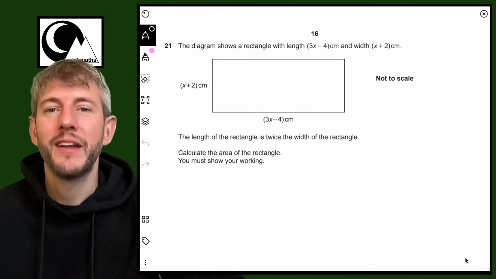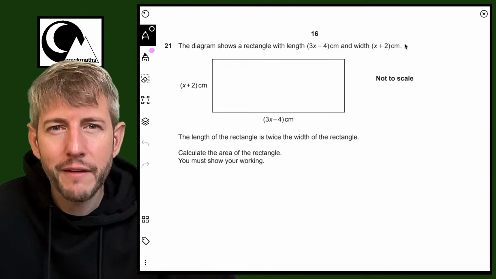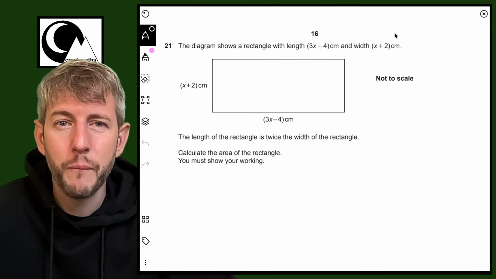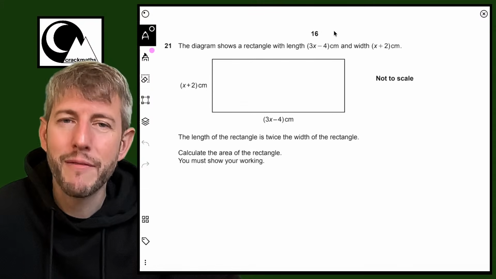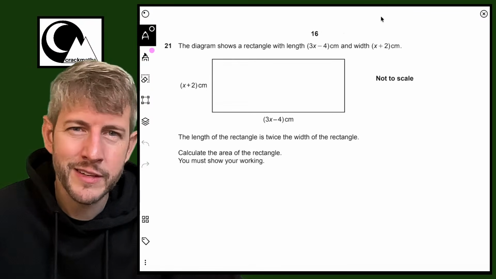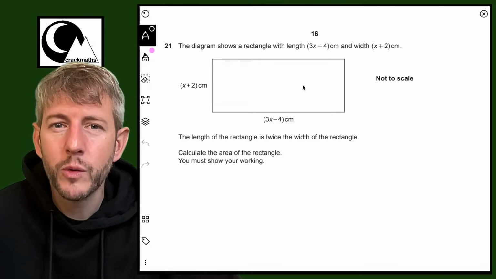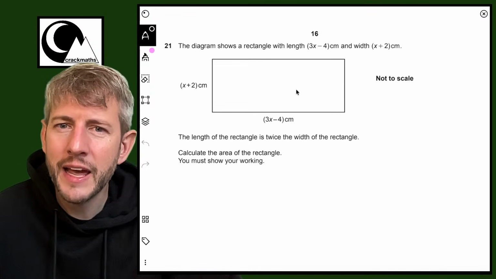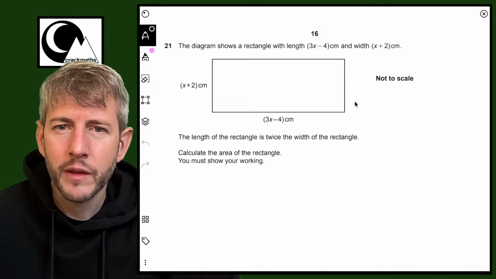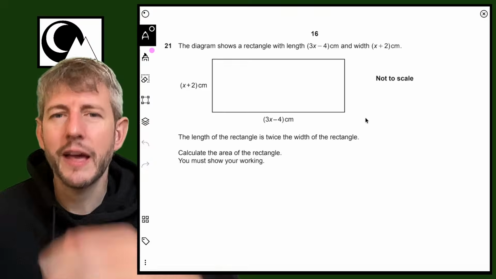What we have here is it says the diagram shows a rectangle with length 3x minus 4 and width x plus 2. So remember, these are just values. So this will have a value. It could end up being like 10 or something. This could be a value. It could be like 5. So the length of the rectangle is twice the width of the rectangle. Now calculate the area of the rectangle. You must show your working out.